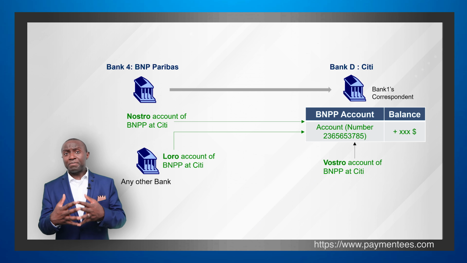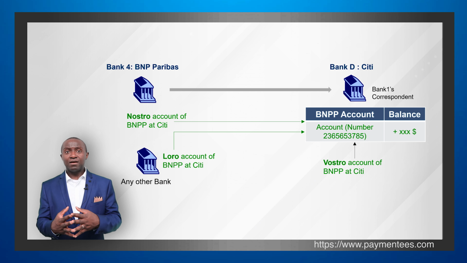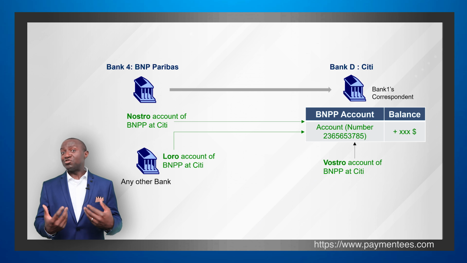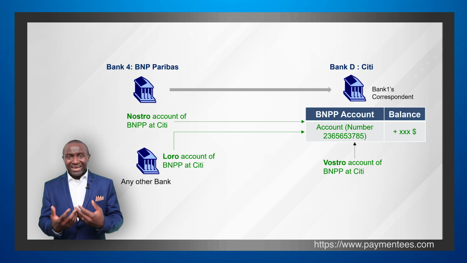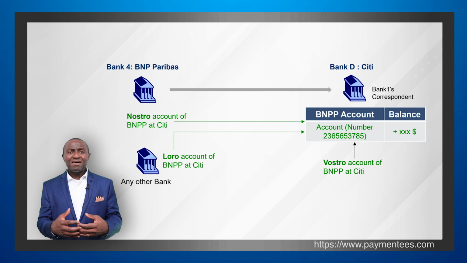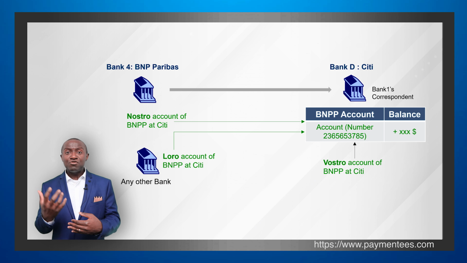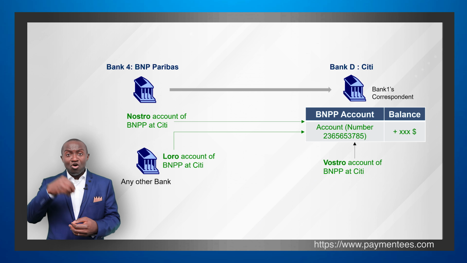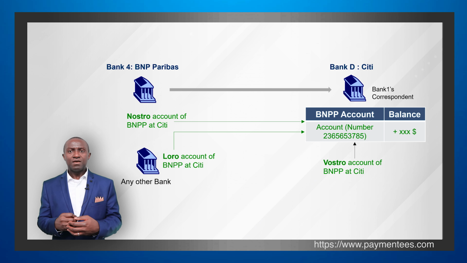If you are working for a particular bank, that is your bank, the account of your bank, which is held by another bank, is the nostro account. That account is not in the books of your bank. The account of another bank held by your bank is the vostro account. That account is present in your own books. The accounts of other banks that are not present in your books are called loro accounts.